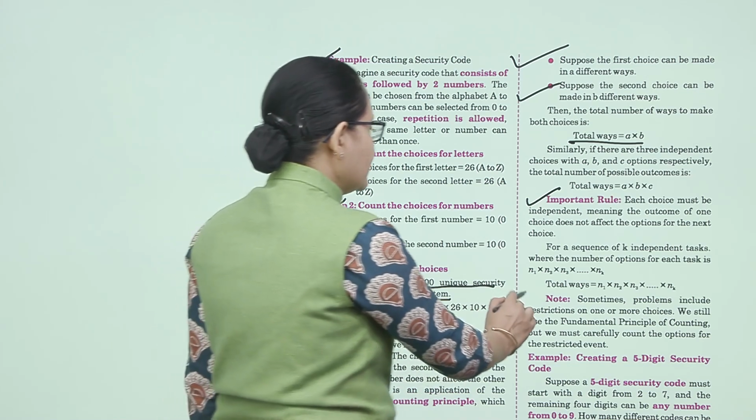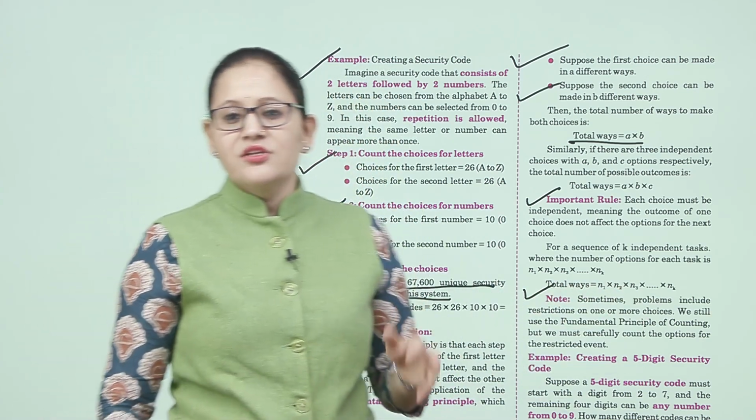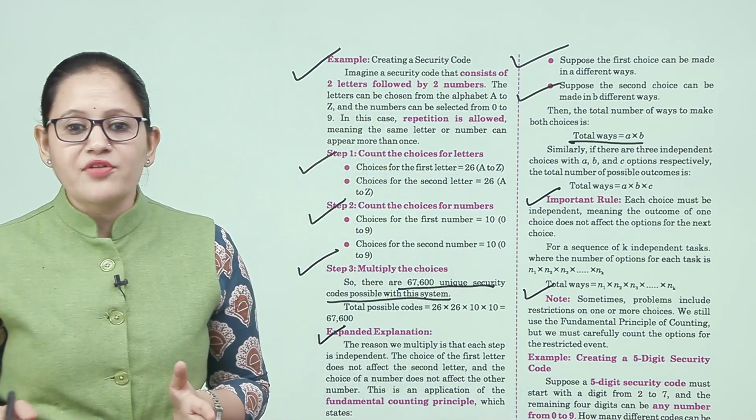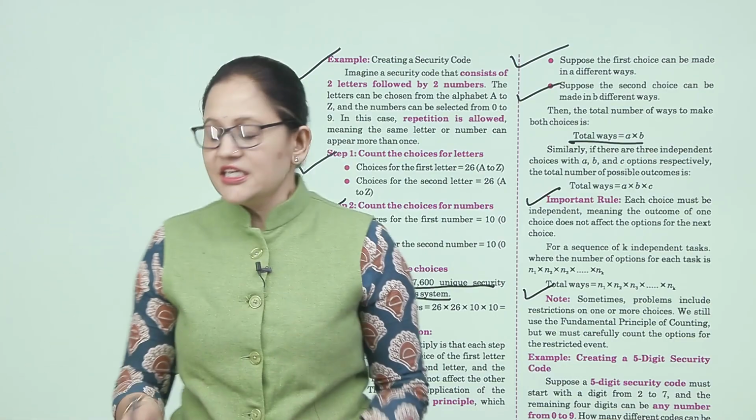Note, sometimes the problem includes restrictions on one or more choices. Sometimes there are restrictions also. We will use the fundamental principle of counting, but we must carefully count the options for the restricted event.